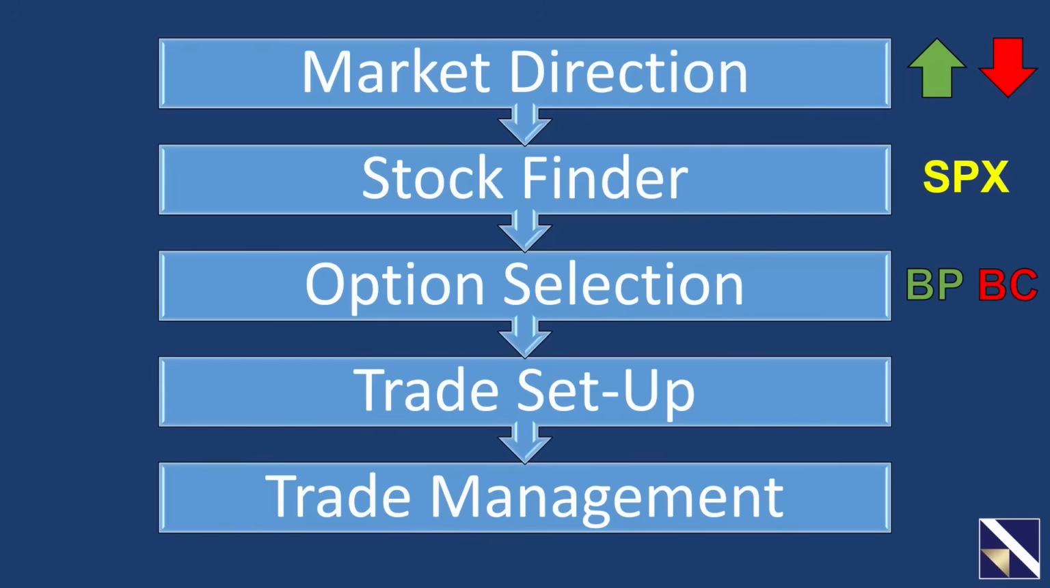Option selection. We're going to do either a bull put or a bear call. It's simple, right? If it's up, bull put. If it's down, bear call. Trade setup. We already talked about it. Strikes a little bit outside that area of all the data grouping up. Expiration, 9 to 25 days.